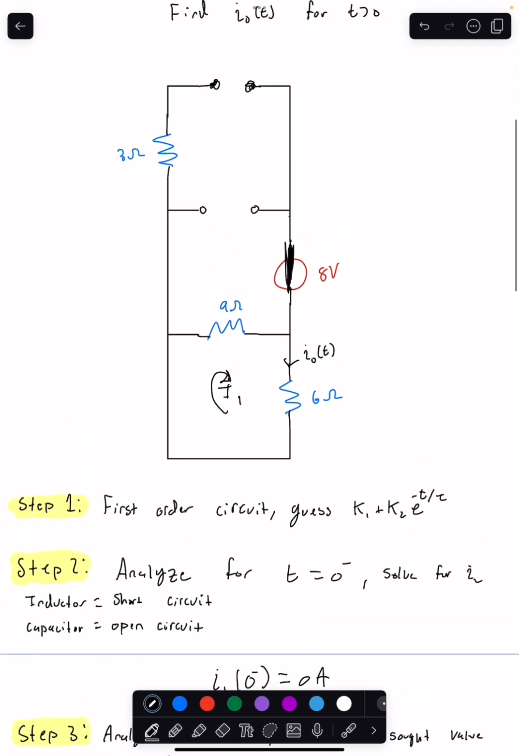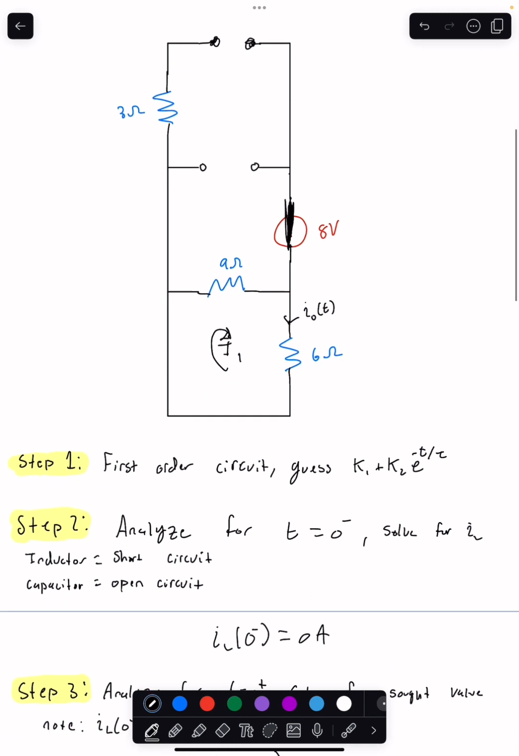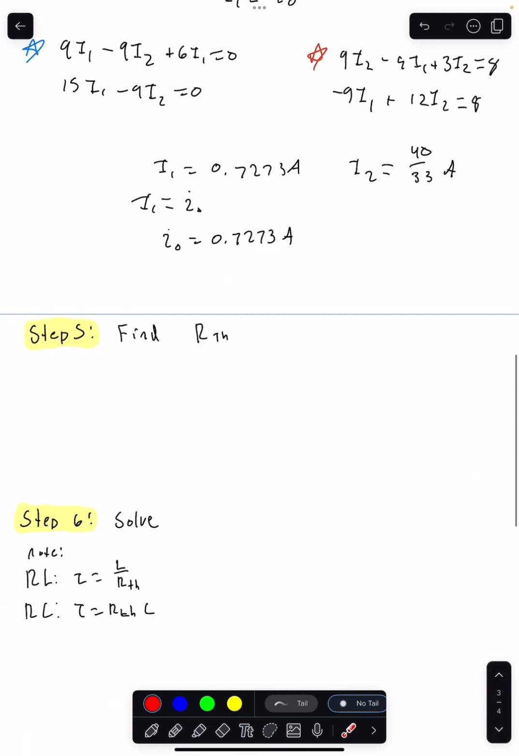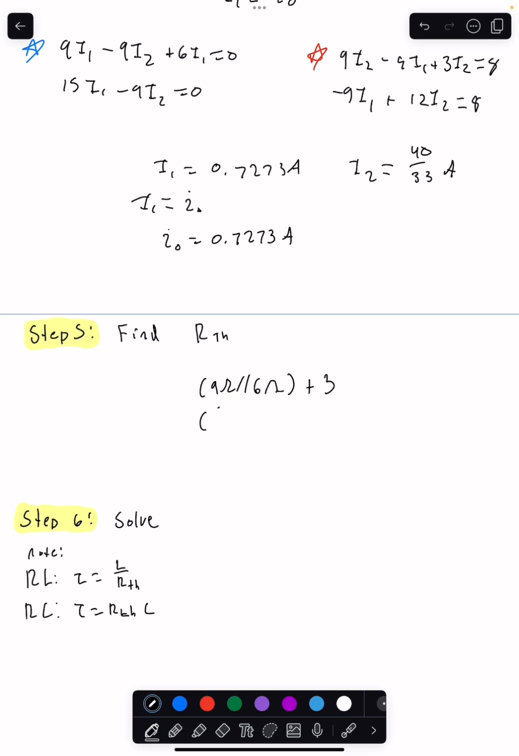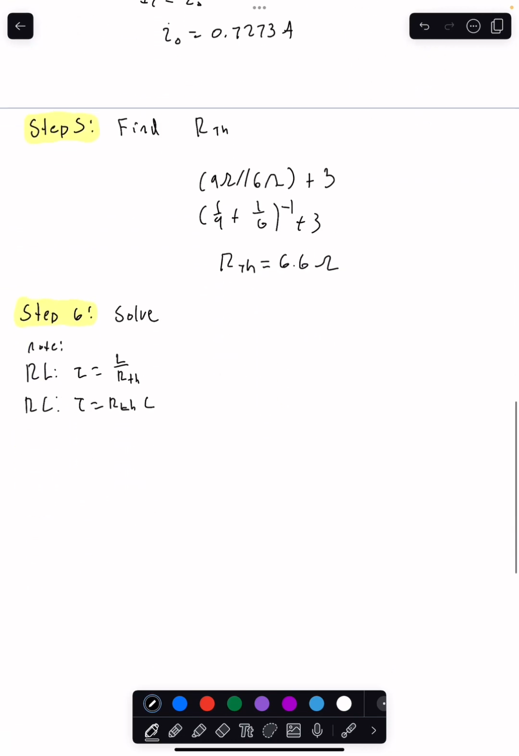Alright, now we just do resistor combination. We can see that this 9 ohm resistor and the 6 ohm resistor are in parallel, and these two in parallel are in series with this 3 ohm resistor. So we can just write that out. The 9 ohm is in parallel with the 6 ohm, which is in series with the 3. Then I do the parallel like this. So that will give us R Thevenin equals 6.6 ohms. Right, that was pretty easy.